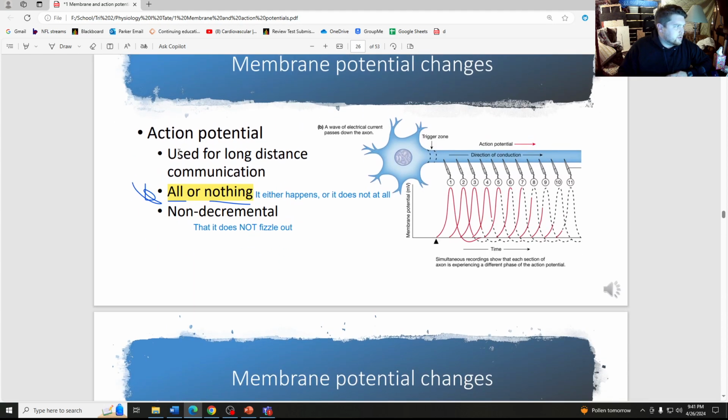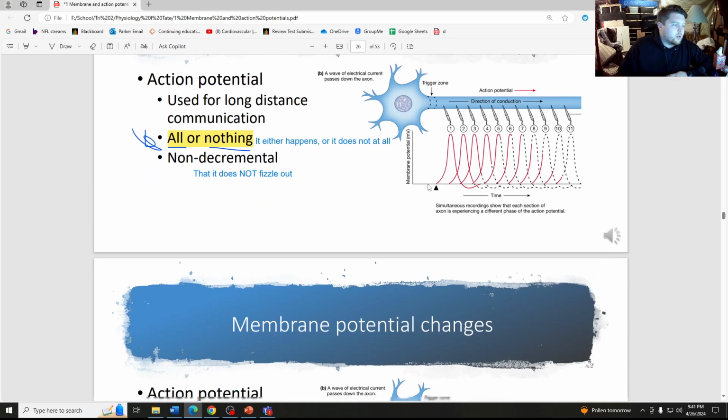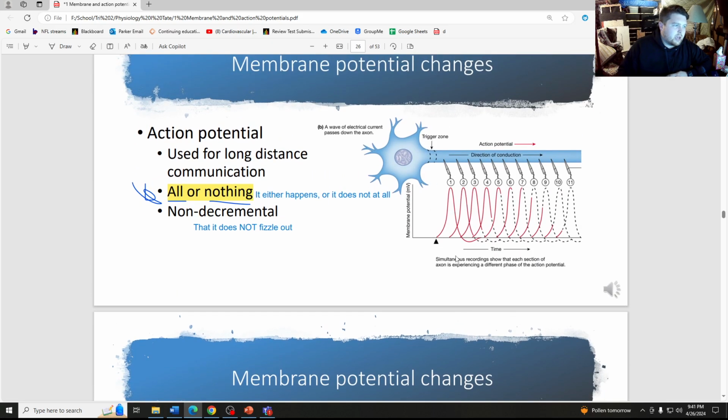This is all used for long-distance communication. Non-decremental is a good word to use. It doesn't fizzle out. Once it goes, it's all or nothing. It's the same height.